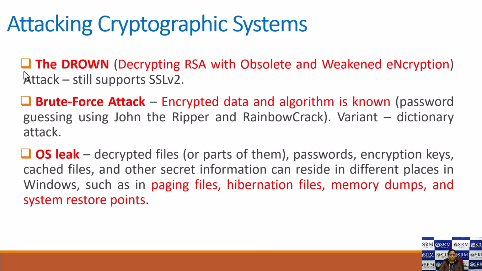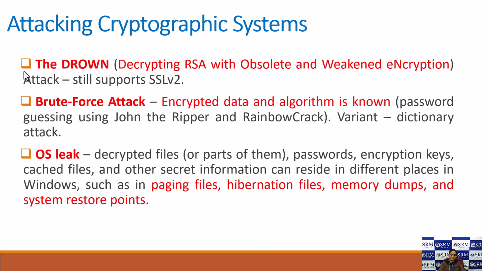Password guessing is done using tools like John the Ripper, and Rainbow Crack makes it easier. That's what they do in the brute force attack. If the password is not known, then it is difficult. One variant of the brute force attack is the dictionary attack. It's very simple, because in the dictionary we have words, and all combinations of words will be there. We have to pick them up, put them in as the password, run the encryption tool, and just start decrypting. That's what is followed in a brute force attack.